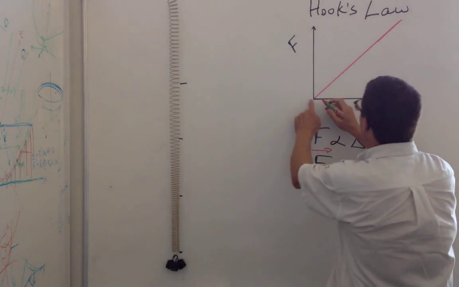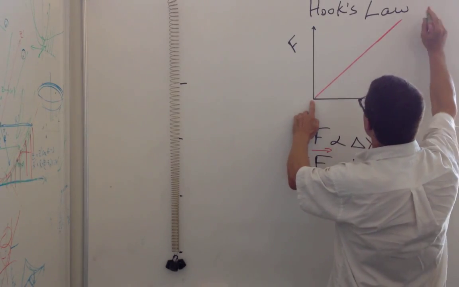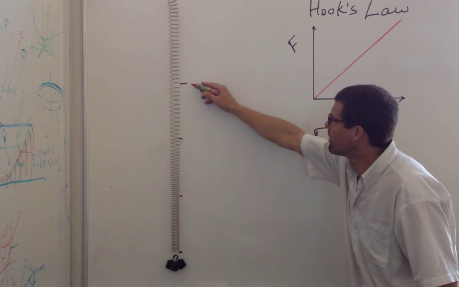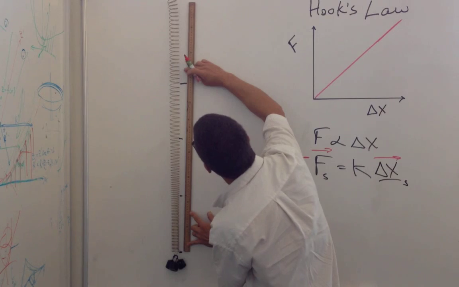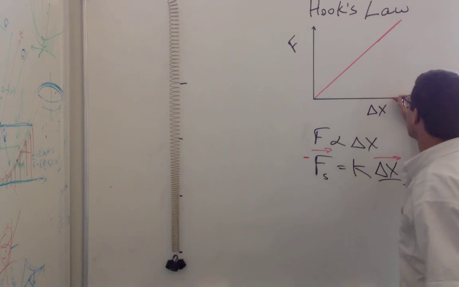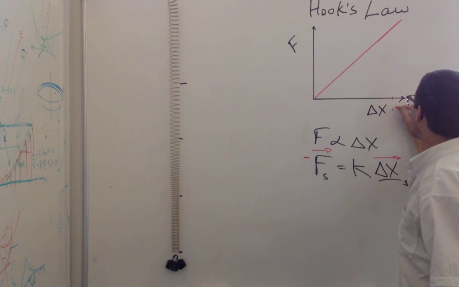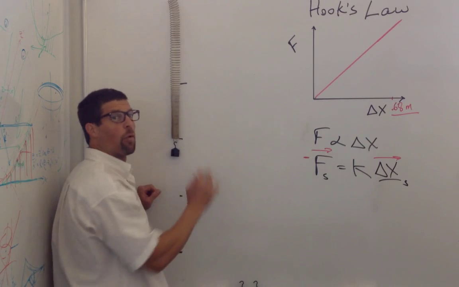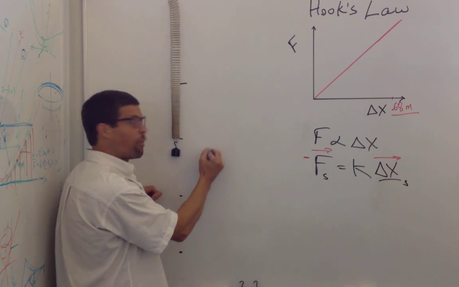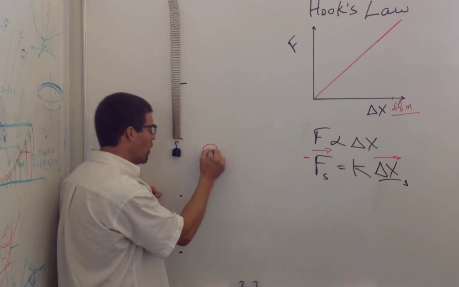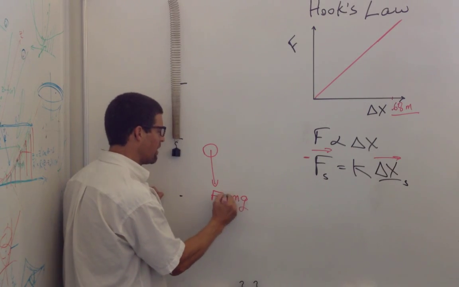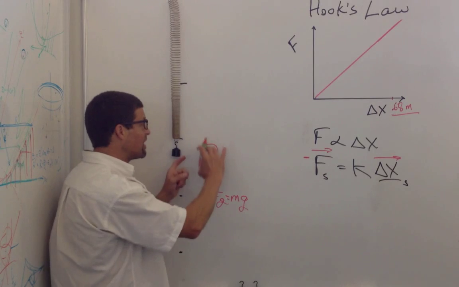And so it's very reasonable for us to write that this is a proportional relationship, and we can put in the values. Delta x is 68 centimeters, or 0.68 meters. And what is the force on the spring? Well, if we make a force diagram of the spring, we have the force of gravity, mg, pulling down, and it's in equilibrium.